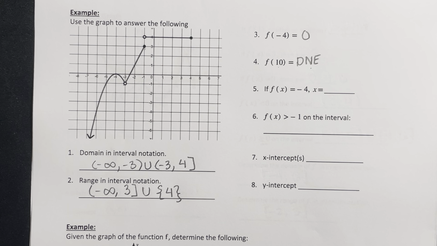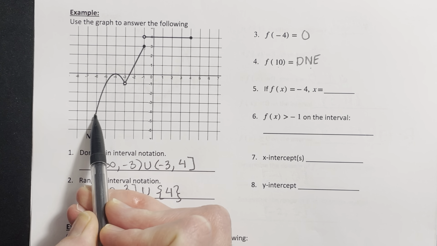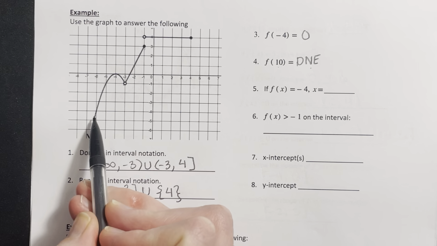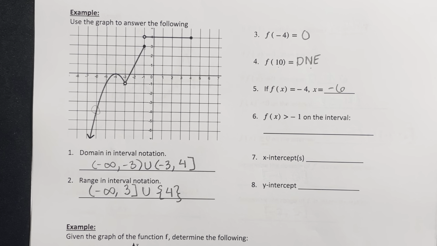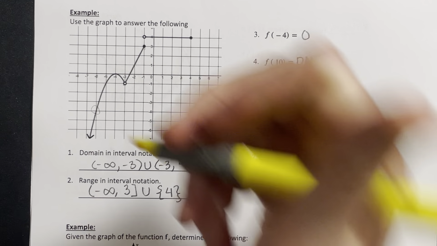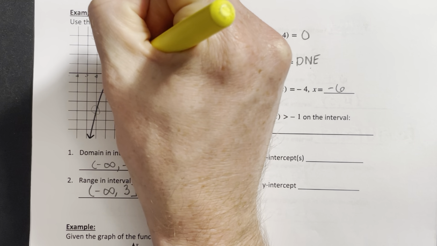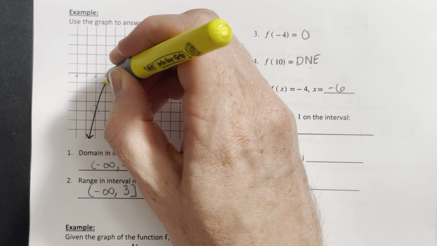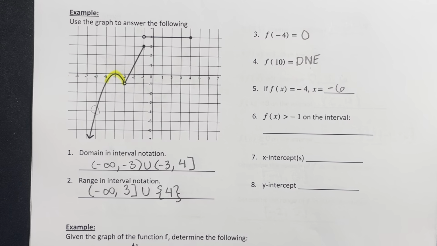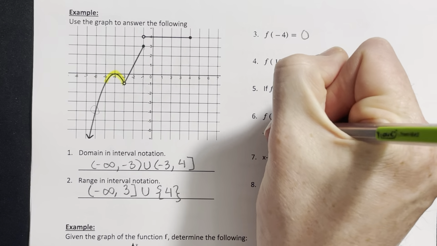F of x is equal to negative 4 when x is negative 6. So it's asking when the function reaches negative 4, and that's when x is negative 6. The inequality, the function is greater than negative 1. So I'm going to highlight all the sections where it's greater than negative 1. Here is one section, and it's from negative 5 to negative 3.